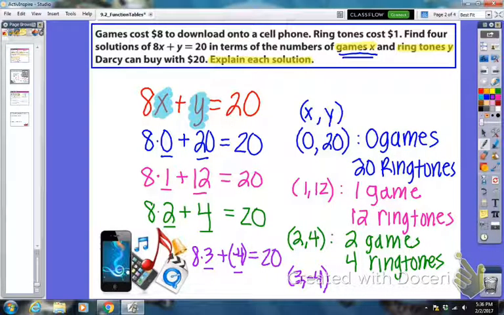But you need to think of the context of the problem. That means I bought 3 games and -4 ringtones. So that is unreasonable because you can't have a negative amount of ringtones. So this one is not true. So really there's only 3 real solutions to this problem.